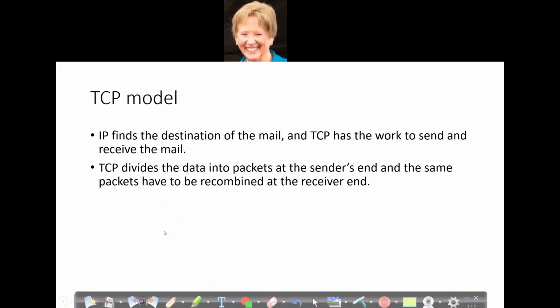So in the TCP/IP model, IP finds the destination of the mail, and TCP has the work to send and receive the mail. So TCP is the workhorse. Remember, IP hands it up to TCP in the OSI model and says, here it is. Hope you get it. I ain't checking, but TCP is going to check.